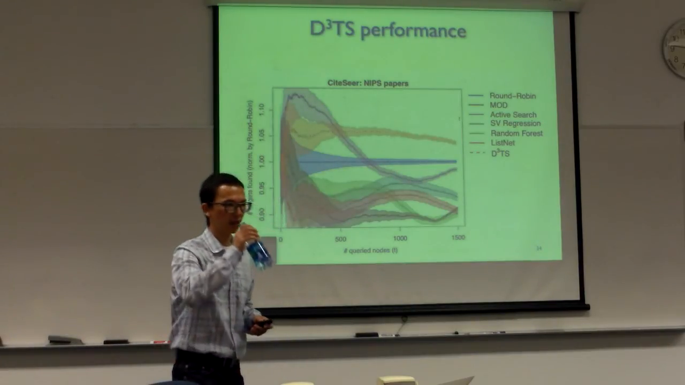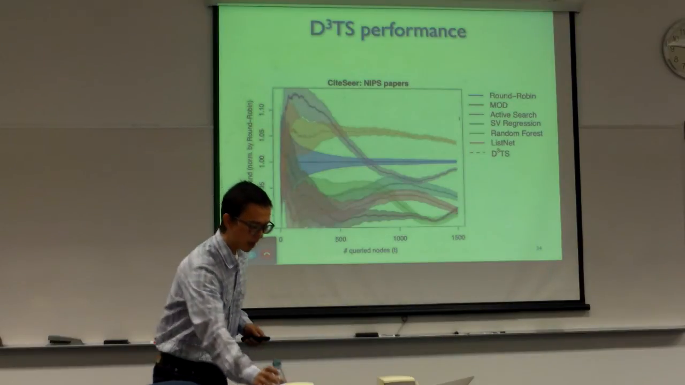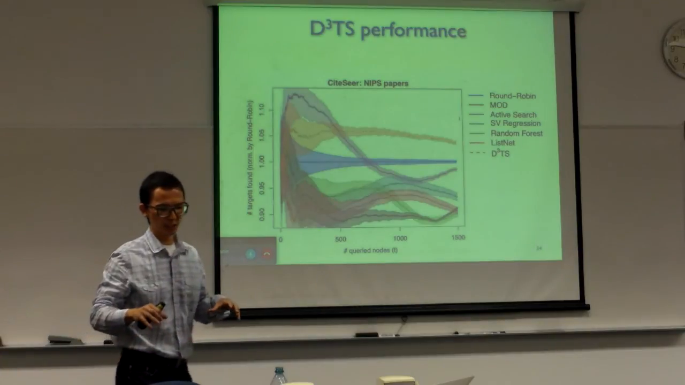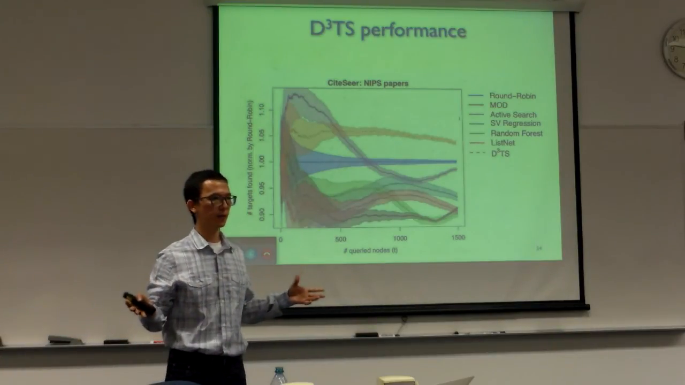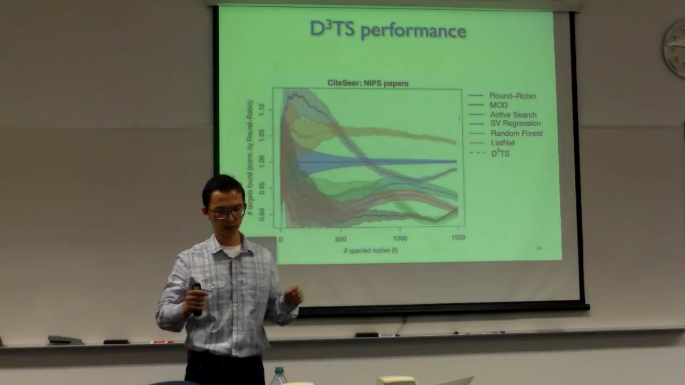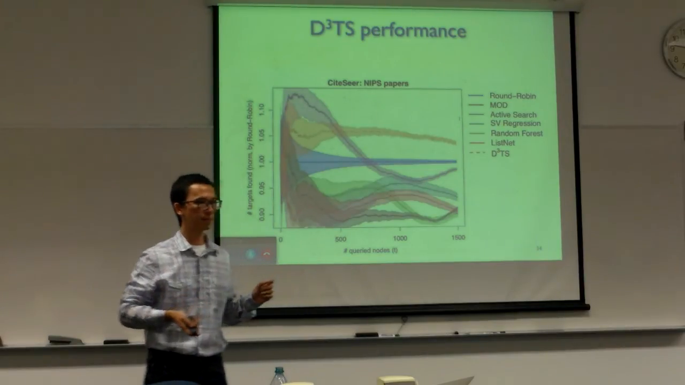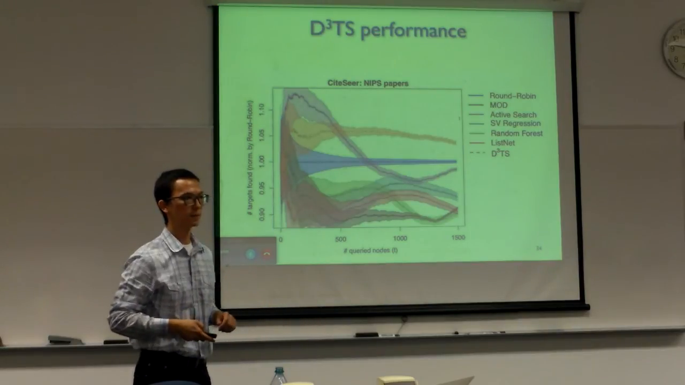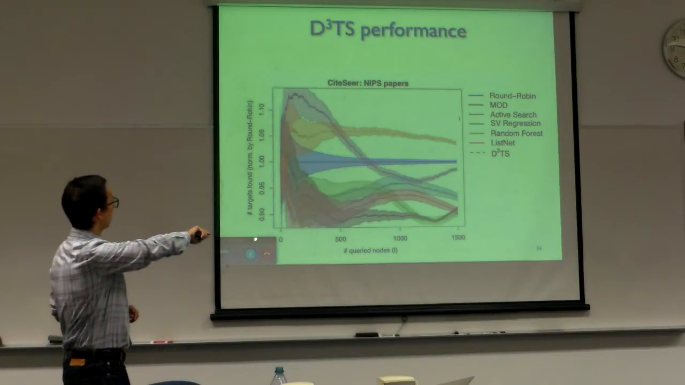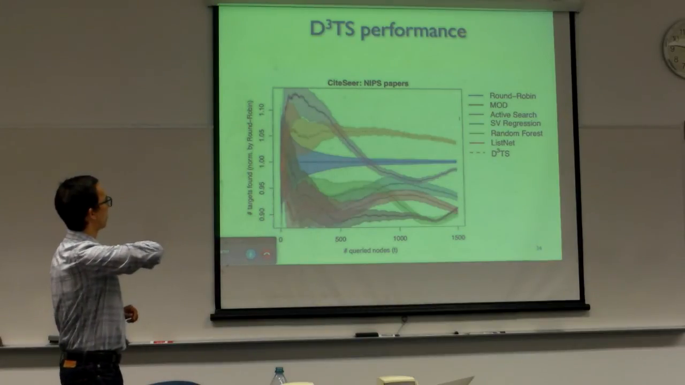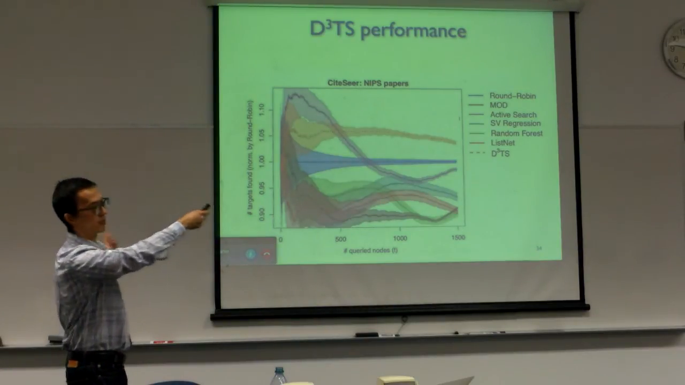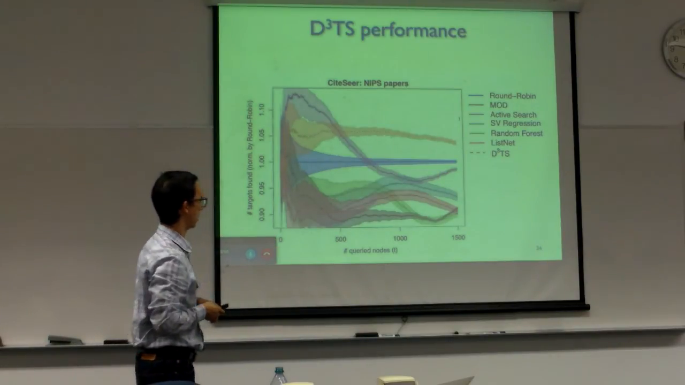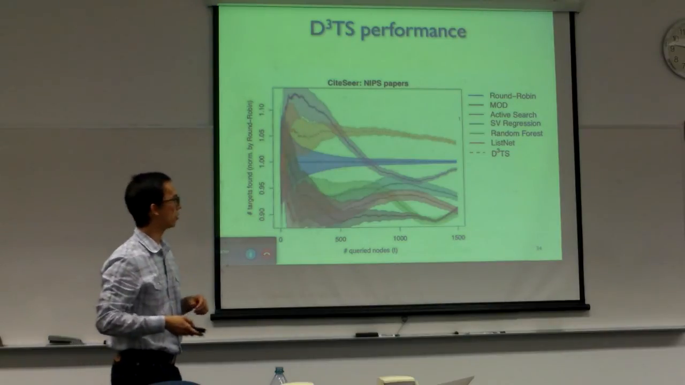So here I'm going to show you how this method performs on the CiteSeer data set, which is essentially where nodes represent papers and undirected edges indicate that a paper has cited another. The target population here is the set of papers that were published at NIPS. So on the y-axis, I'm going to show you the number of targets found, the accumulated number of targets found up until this point in time, measured according to the number of queried nodes.